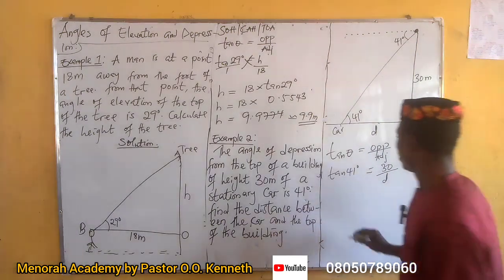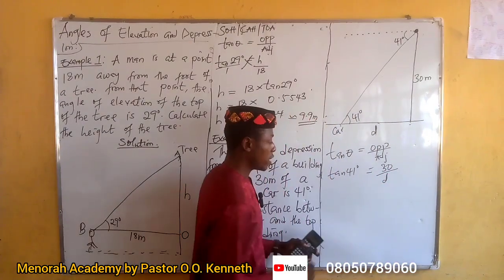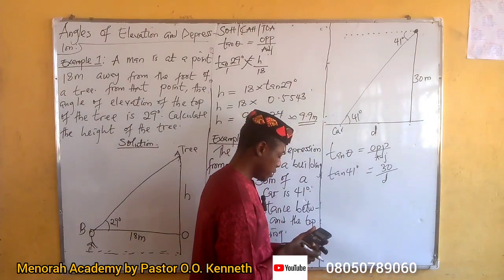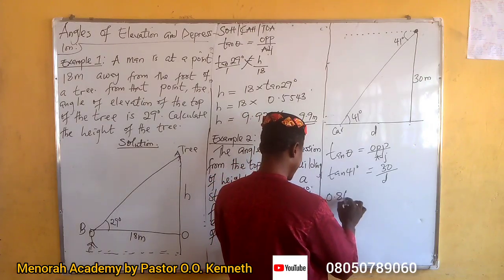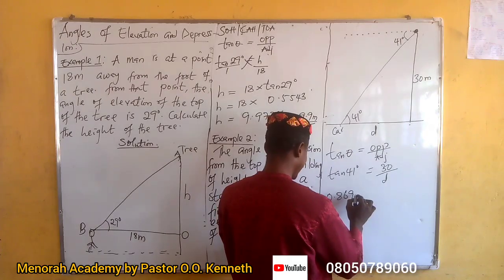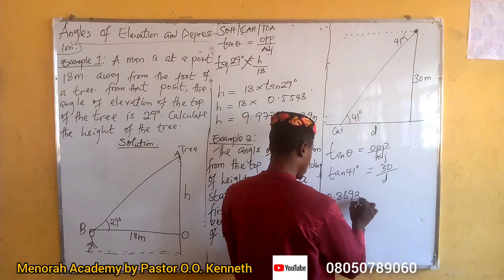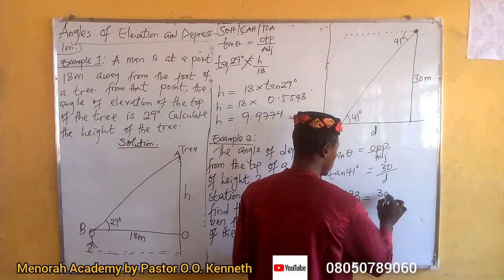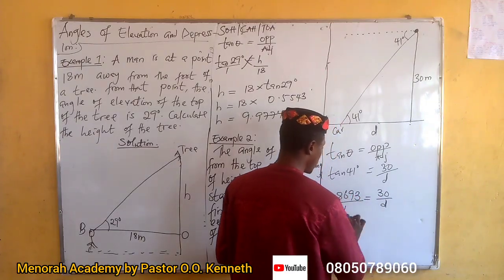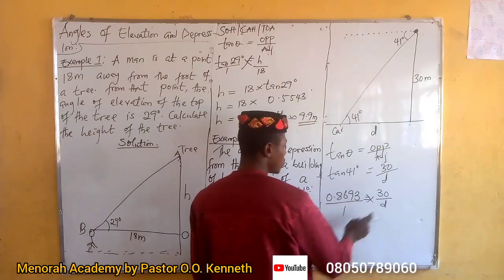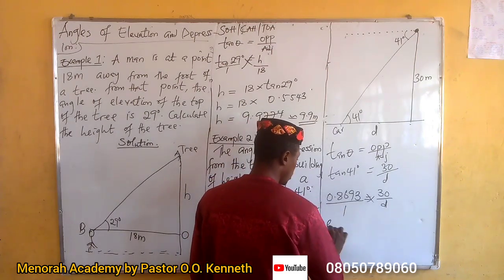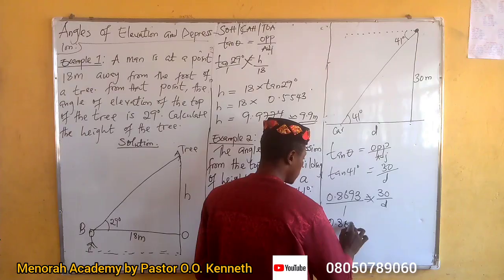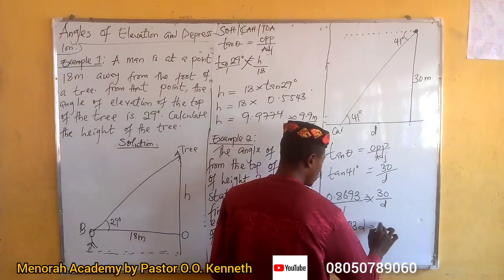Alright, so now this is what we are going to be doing. Tan 41 is 0.8693, equals 30 over D. This is over 1, then cross multiply. So this times this, 0.8693 times D, 0.8693D equals 30 times 1, which is 30.